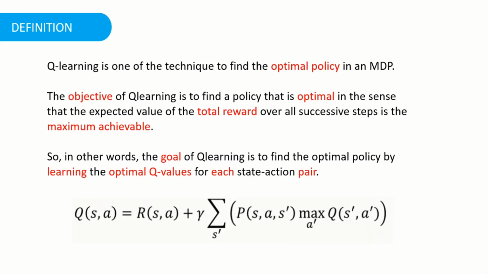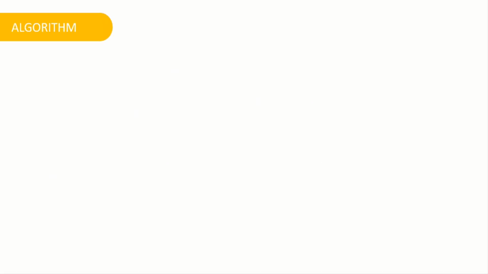And the formula for this is given as: quality with respect to the state and action is equal to reward of current state and action plus gamma, which is nothing but our discount factor, times the summation of probability of each transition from the current state to the next state and the maximization of quality of new state and new action. Let's discuss the formula more clearly in the upcoming slide. Before moving ahead, let's understand the algorithm that we use in Q learning.